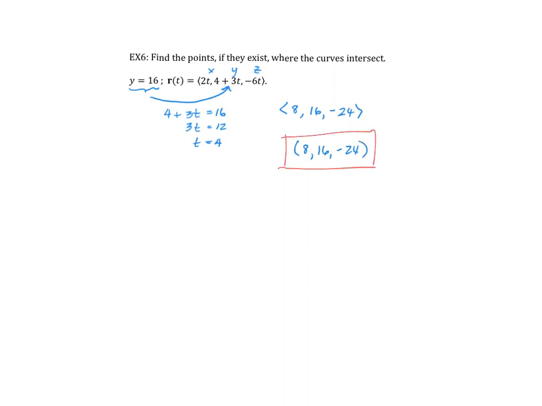So if this is a plane and a line, then that tells me the line r is passing through that plane at the point 8, 16, negative 24. Okay, that's it for this section.